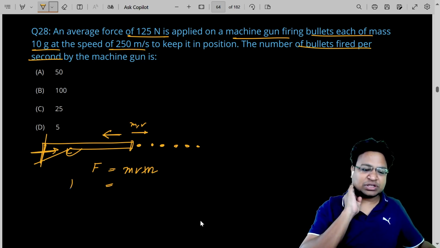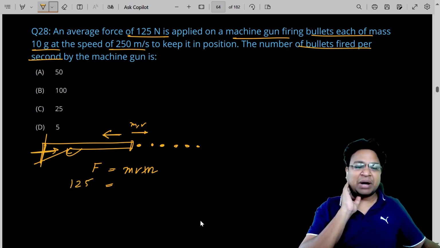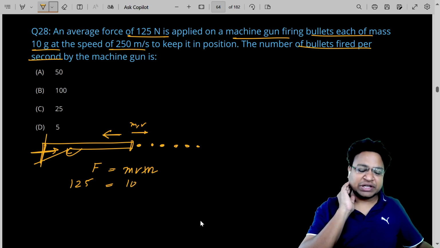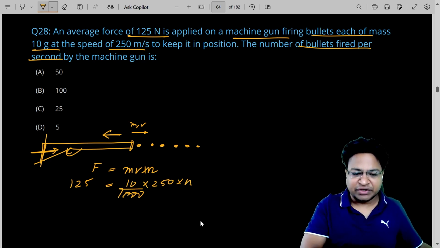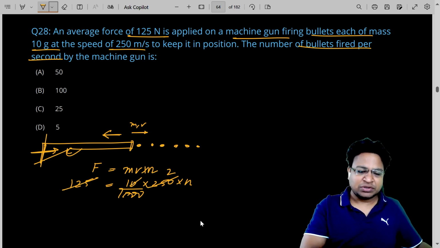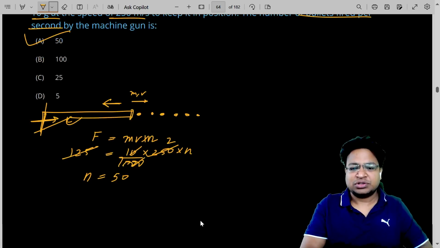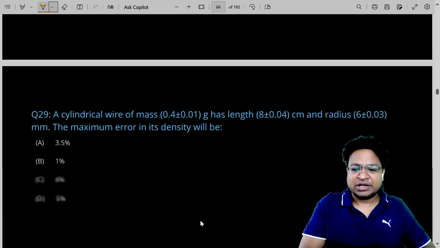Now the force is given to us as 125 Newton, and the mass of each bullet is 10 grams, so 10 upon 1000. And then the velocity of the bullet is 250. And then n is what we are trying to find out. So we will finish this calculation. This 125 will get cancelled. Here we'll get 2, this will become 100. So 2 by 100, so the value of n comes out to be 50. So 50 would be the right answer to this question. So option A is the right answer.